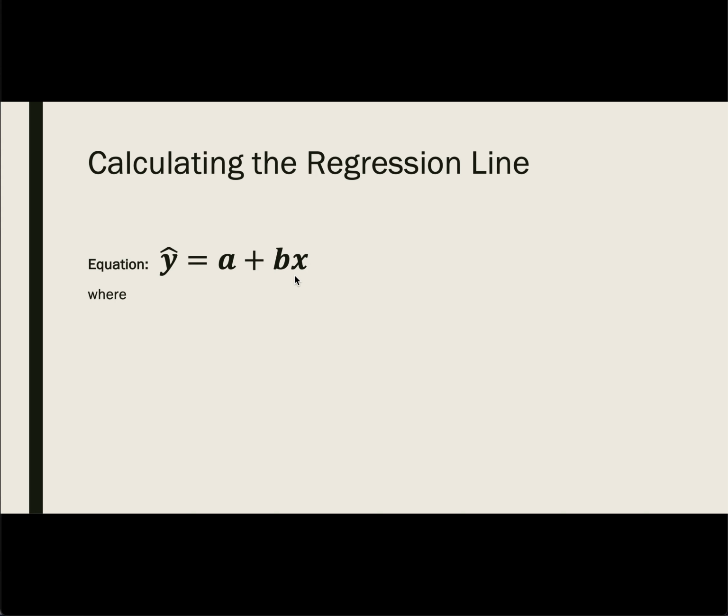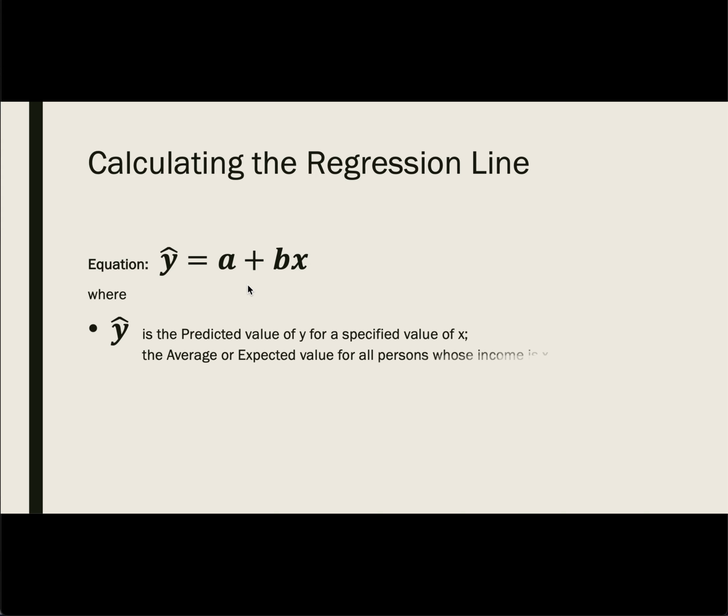The meaning of these variables is that y hat is the predicted value of y for our specific value of x. So this is where we can predict values of y given this specific x that we want to put in. We can also think of this as the average or expected value for all the persons whose income is x, when we consider this in a business setting, for business statistics, as an income or business perspective.